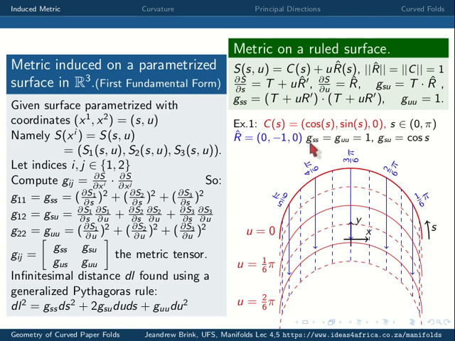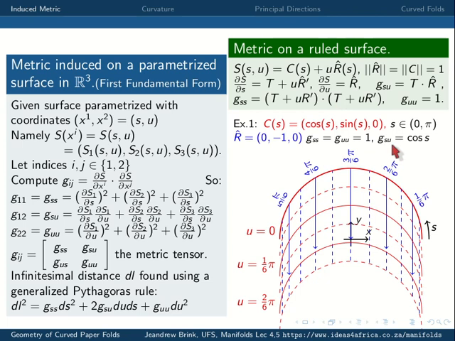So we get GSS and GUU are just 1. Why? GSS is t plus u r prime, but r is constant, so that's 0. So we just have t dotted in with t, and ignoring my typo, that's 1. The norm is 1. So GSS is just 1, and GUU is just 1 as well.